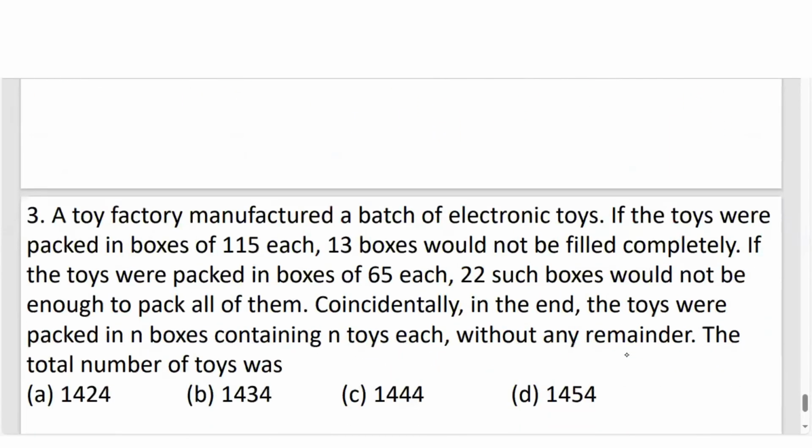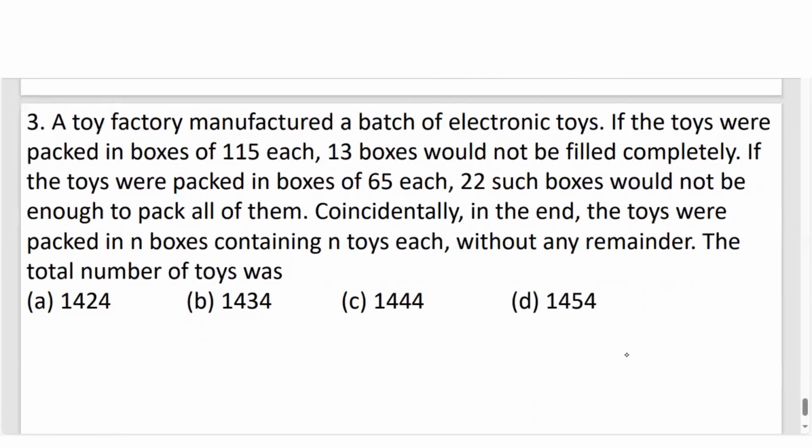Now we are going to explain very easily the last question. And this question is what? The toy factory manufactured a batch of electronic toys. If the toys were packed in boxes of 115 each, 13 boxes would not be filled completely. If the toys were packed in boxes of 65, 29 such boxes would not be enough to pack all of them. Coincidentally, in the end, the toys were packed in boxes containing n toys each without any remainder. The total number of toys was what?